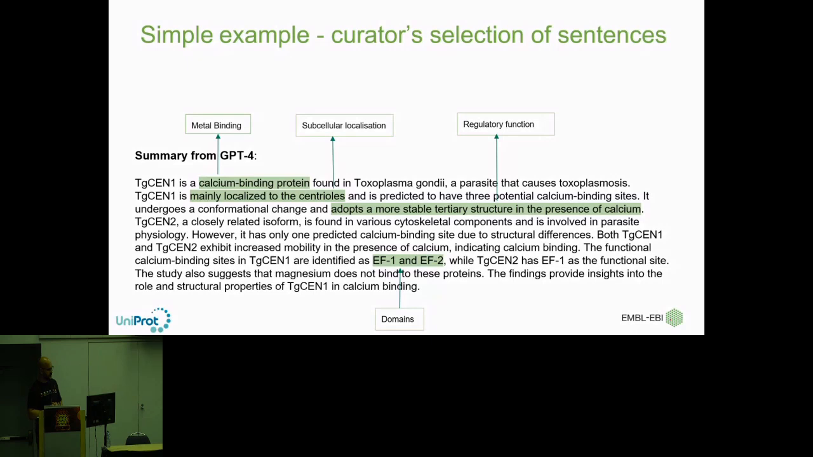It could capture the metal binding properties. Sorry, by the way, with the prompt, we gave a set of sentences from the paper on which the large language model will summarize. So this is a summary, and it could capture the metal binding, subcellular localization, regulatory function, and domains for this protein. Quite exciting. So we wanted to see how we can apply it at a larger scale for more annotations.